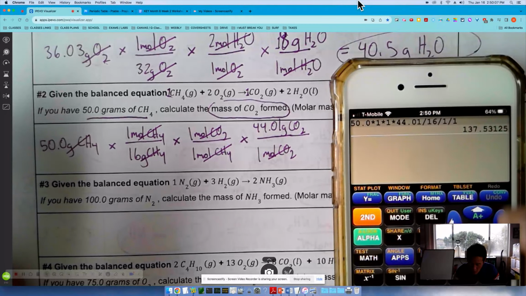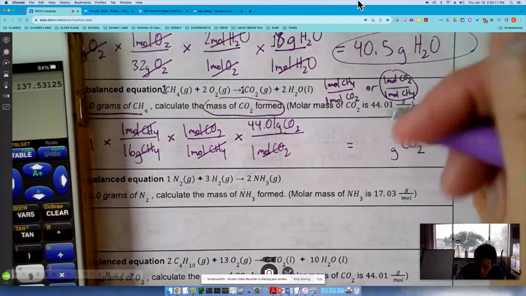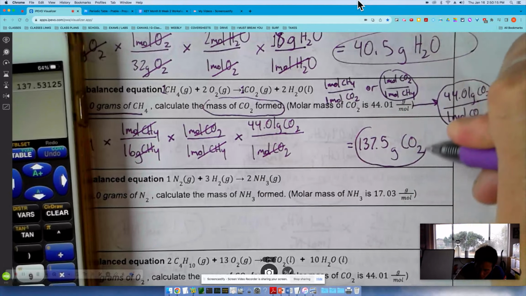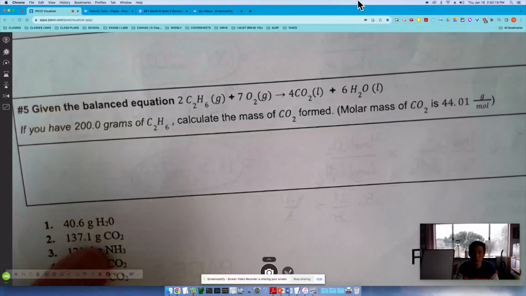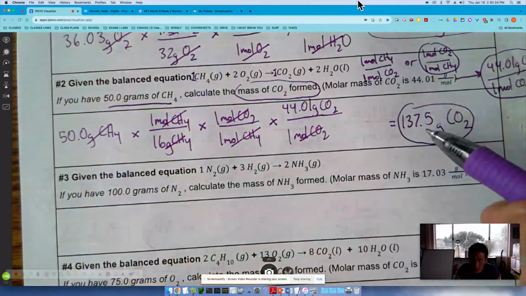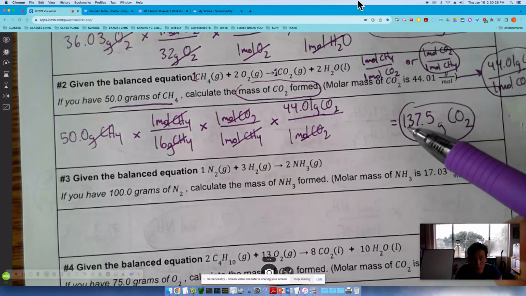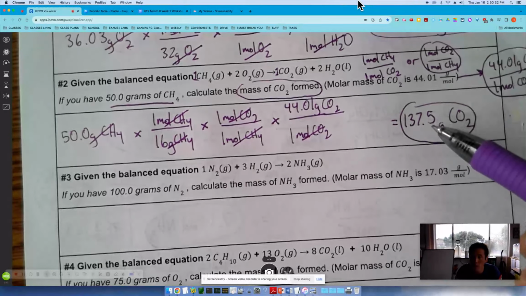137.5. Okay? And that's perfectly fine. Just note that that's a few decimal places off from what the key says here, and that's okay. As long as it's in 137 land, we're good. Now, if that said like 300 or 200, then you're wrong. But a few decimal places off is okay.